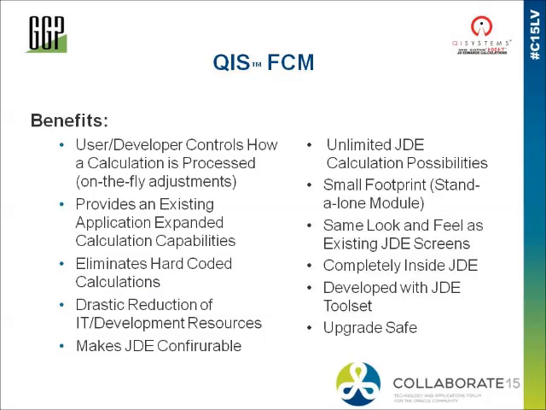Finishing up here on the FCM, we get to the last point: the user or developer controls how the calculation is processed, again on the fly. It provides existing applications expanded calculation capabilities. So you think about some areas in JD Edwards, like sales commission, job cost, and advanced pricing, where it does a lot of good calculation, but there are a few areas it just can't do without a modification. That's what this gives you the capability to do. You don't have to modify the software, which is a nice feature for your upgrades.